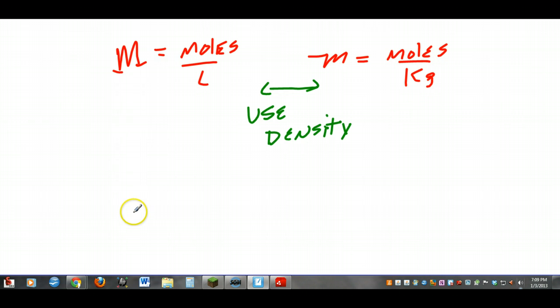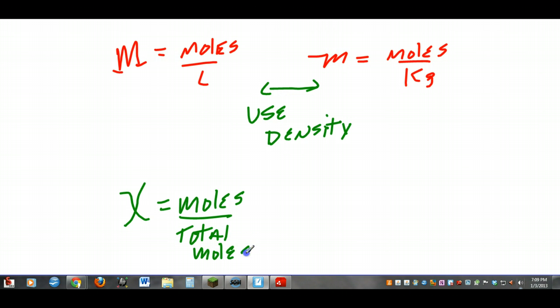And then you have mole fraction. The symbol for mole fraction is a funny looking X. That's the mole fraction. And that's moles over total moles. In order to get this answer, you're going to need one of the ones on the top, or the density. The moles you see are always the same, but you're going to need the total number of moles. In order to get the total number of moles, you're going to need exactly the number of grams of water and the number of grams of your solute.